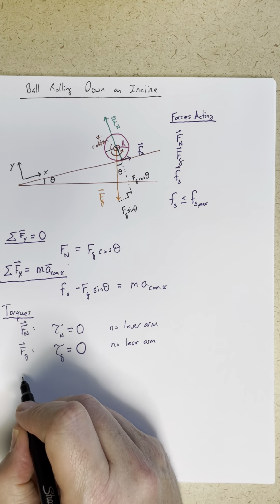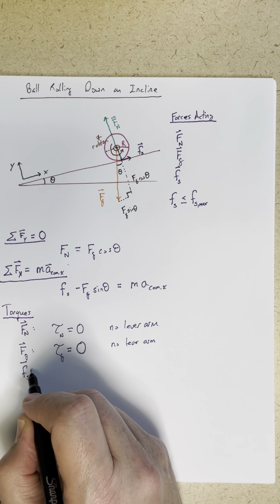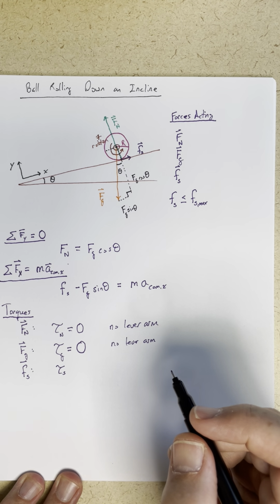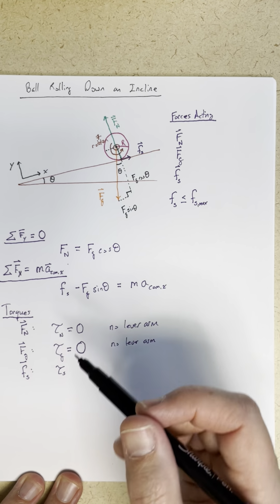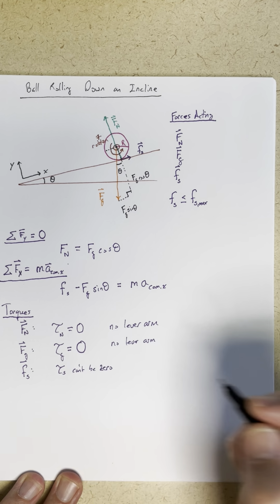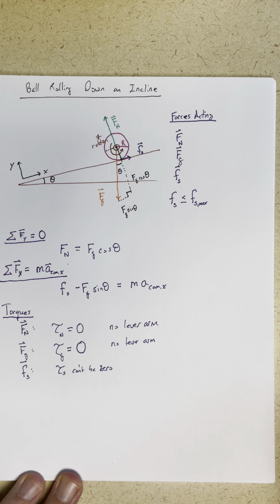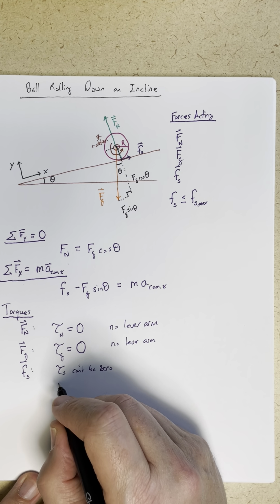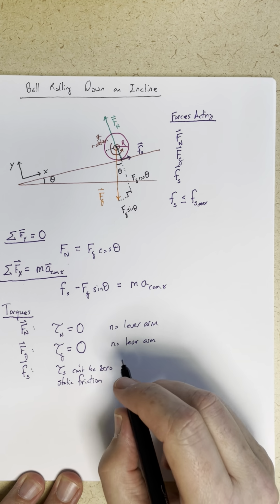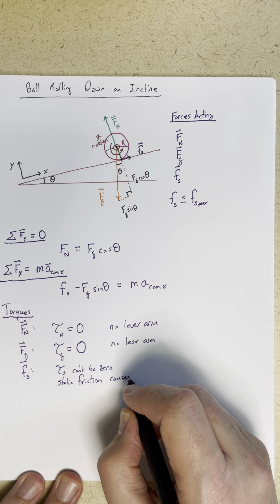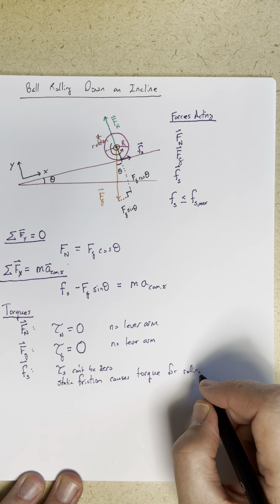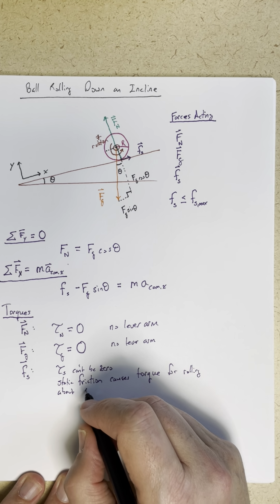We have one force remaining, the force of static friction. And since this is going to start rolling, this torque can't be zero. So we have an insight that static friction causes the torque for rolling about the center of mass.